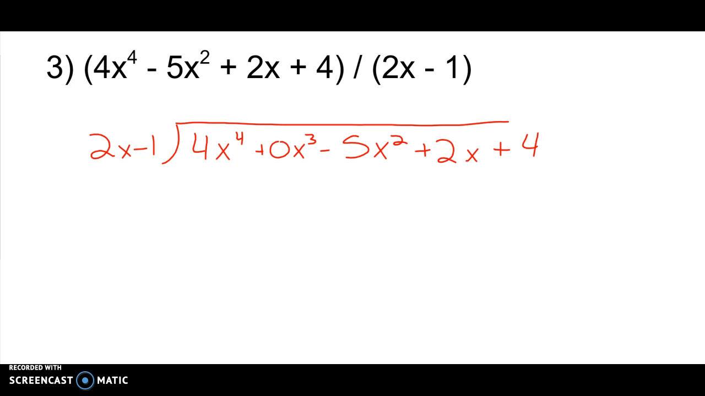Okay, so what is the first thing we start with? And remember, I like to put this in parentheses because we have to remember to distribute through that. So the first thing we ask ourselves is the first thing and the first thing. What do I need to multiply 2x by to get 4x to the fourth? Yeah, 2x to the third.